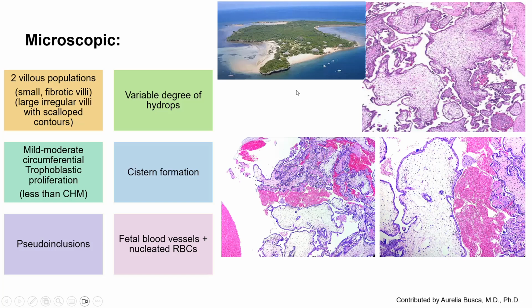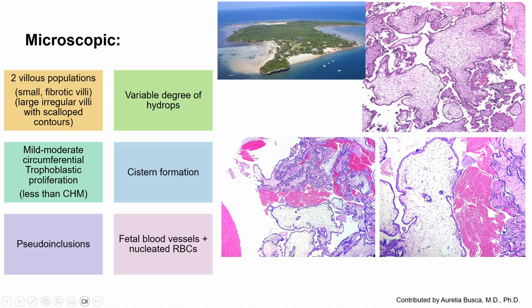What about the microscopic picture? The characteristic microscopic picture includes two populations of villi, as I have told you, with variable degree of hydrops. Some of them are hydropic villi that are large and irregular. Some of them are small and fibrotic. They have these scalloped edges. You can see they look like islands, and they may show cistern formation. I told you cistern is the pale area.